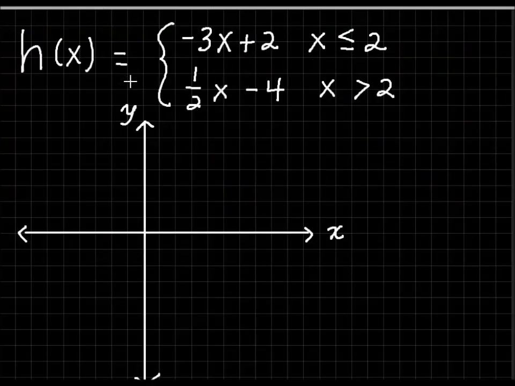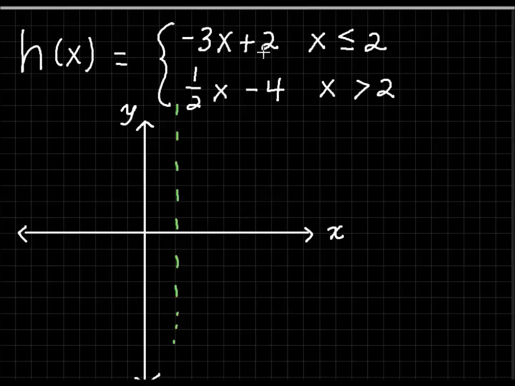Okay, this piecewise function has two function rules. One applies when x is less than or equal to 2, and one applies when x is more than 2. So I'm going to go ahead and draw my dashed line to help me separate the two parts of this graph, right down at x equals 2. I'm not going to label all the numbers. We'll just agree that each square is 1 unit.